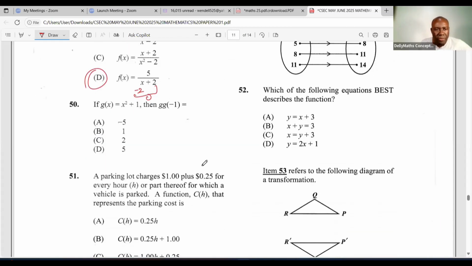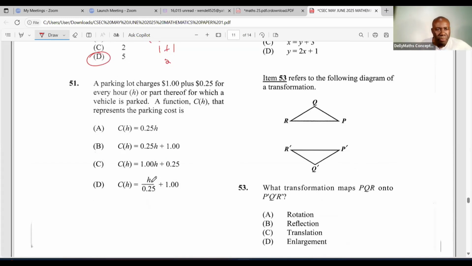50. g of x is equal to x squared plus 1. g of g of -1. That means you just work this 2 times. So you're going to go -1 squared plus 1. That's 1 plus 1. Then you go again, so this is in g, and you're going to go in g again. So this is 2. Now you're going to go 2 squared plus 1, you're getting 5. Remember, when you square anything, it is positive. So when you square -1, you get 1, and when you add 1, you get 2. Then you square that again, you get 4, and you add 1, you get 5. Okay? So the answer for that one is 5.